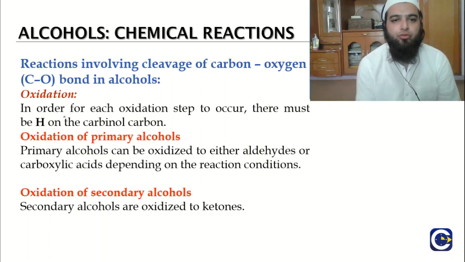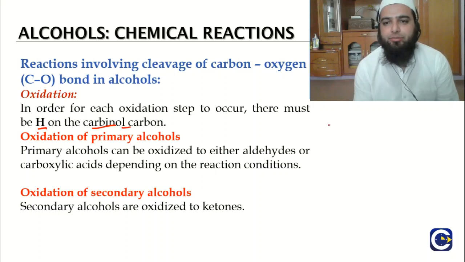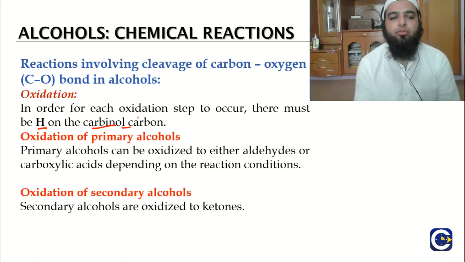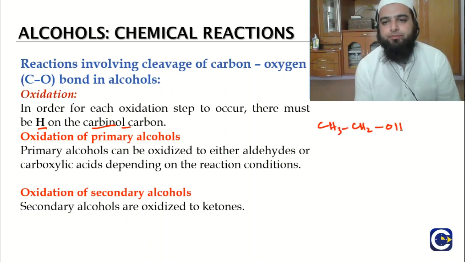First of all, we should know that in each oxidation step there must be a hydrogen on the carbonyl carbon. For the oxidation to occur, we should have a hydrogen atom on that carbon. What does that mean? The carbonyl carbon is the carbon to which the hydroxyl group is directly attached. Let's take an example of a primary alcohol, CH3CH2OH. This is a primary alcohol, and this carbon is the carbonyl carbon.